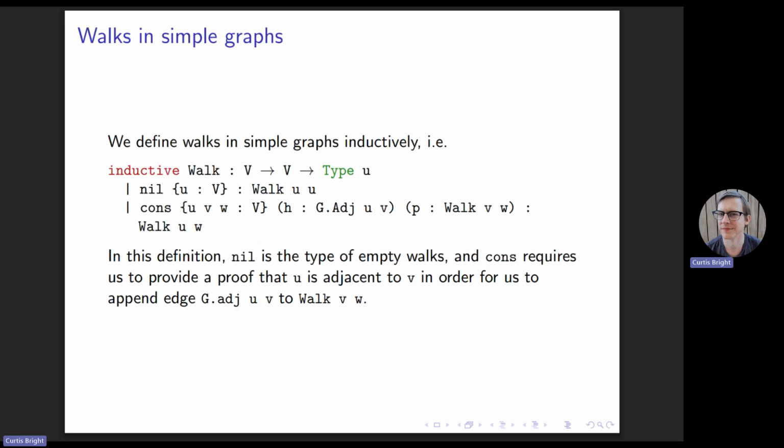Another example is walks in simple graphs. Walks are defined inductively. So we have our empty walk, and we have our consecutive constructor that takes in a proof of adjacency and an existing walk, and allows us to append an edge to the beginning of the walk.